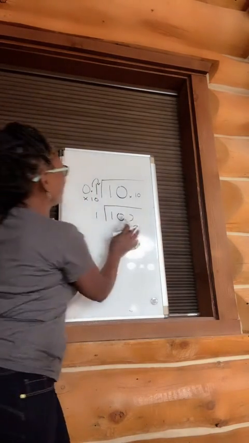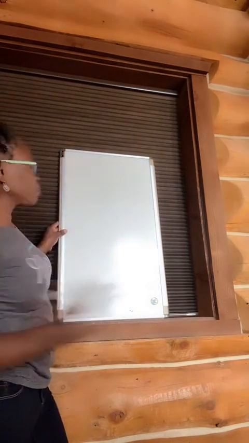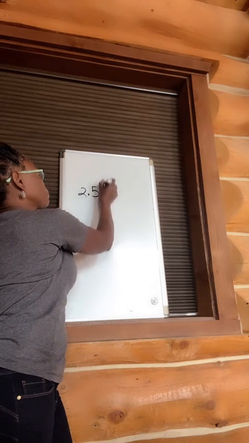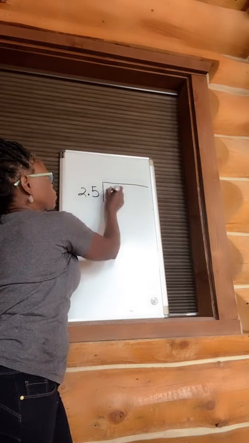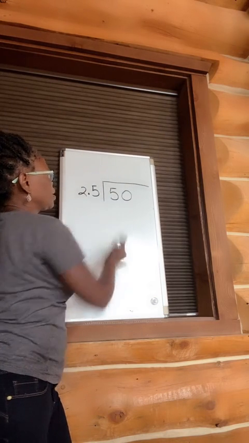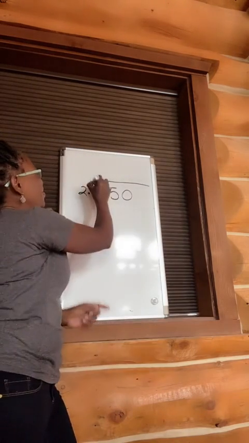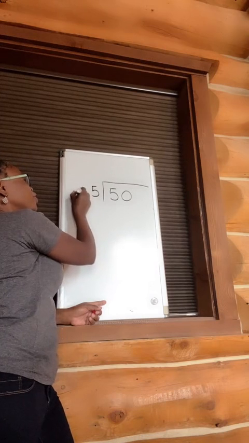Okay, let's come up with another example. What do you do when you're dividing? Okay, we have 2.5 and 50. Let's get rid of the decimal. Or let's do it like this, actually. I'm going to put the decimal here.